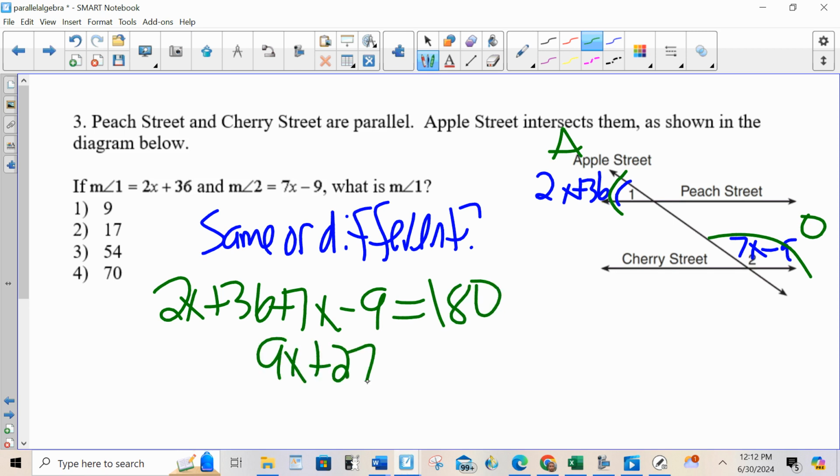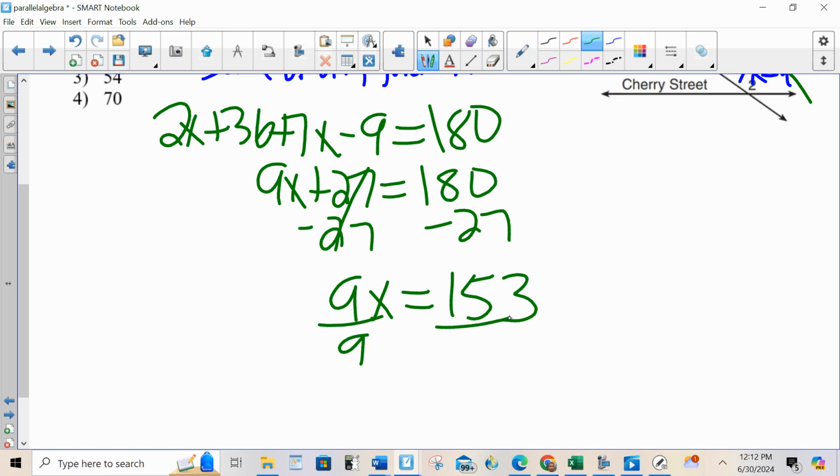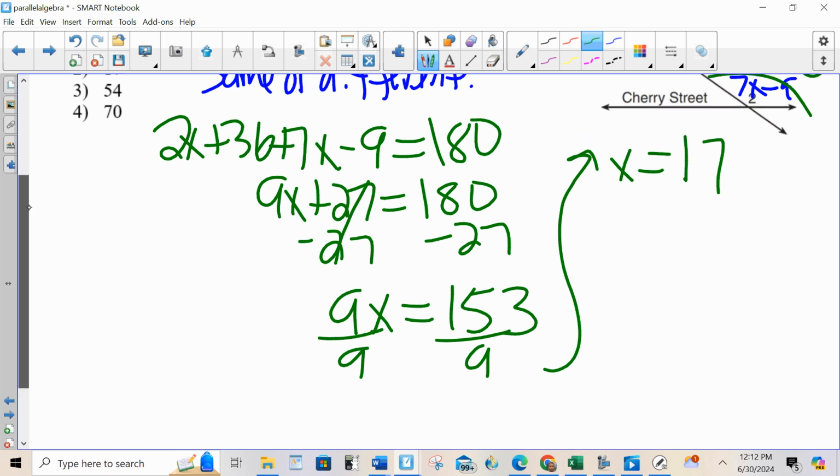From there, I do the algebra. If you can't do algebra, that stinks. I'm not going to teach you how to do algebra at this point. I'm sure I got some videos on equation solving somewhere. Combine like terms, isolate, add or subtract first, divide last. 153 divided by 9, use a calculator if you need to, is 17.